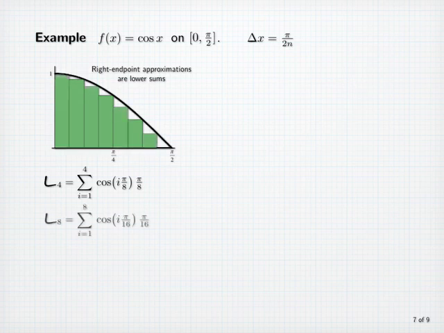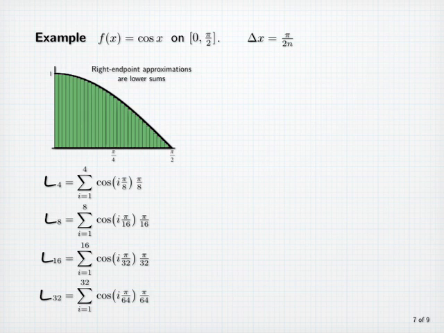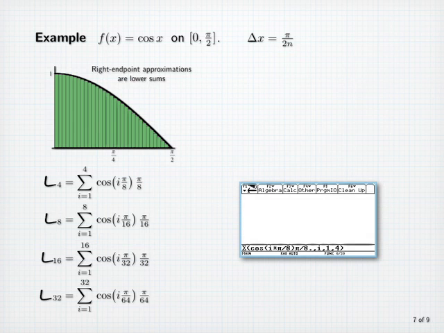L sub 8 is the sum as i goes from 1 to 8 of cosine of i times pi over 16, times pi over 16. L16 is a similar sum as i goes from 1 to 16. And L32 is a similar sum as i goes from 1 to 32. Now let's calculate these numbers. This time we'll use our TI-92 calculator. Here you see the command that will compute L4, which turns out to be about 0.79.